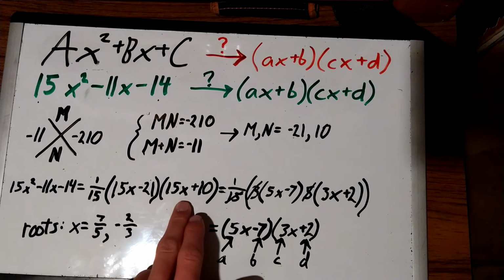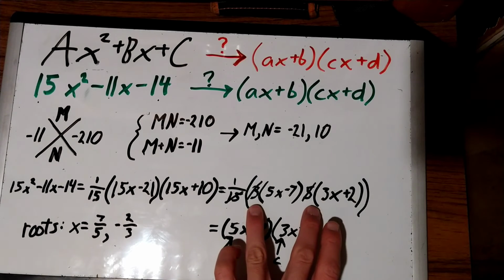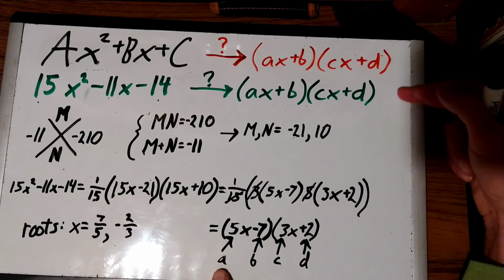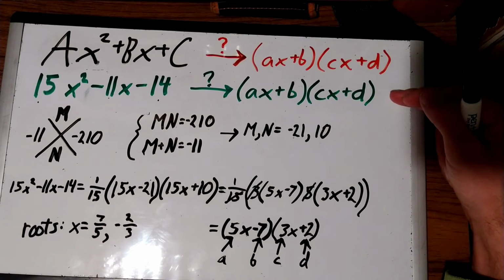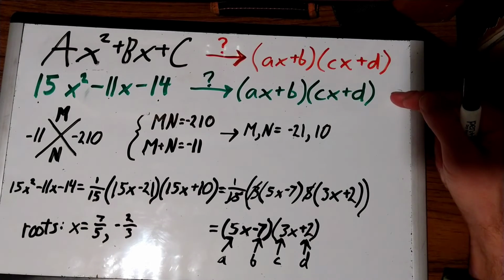Then this term, I notice that it has a 5 common to the 15 and the 10. I can pull that 5 out, leaving me with 3x plus 2. Now the 3 and the 5 that I've pulled out cancel with the 15 that was multiplied out front, and I'm left with only integers. If I'm putting it in this form, my little a is 5, little b is minus 7, since there's a plus sign there, so this is a minus 7. C is 3, D is 2.